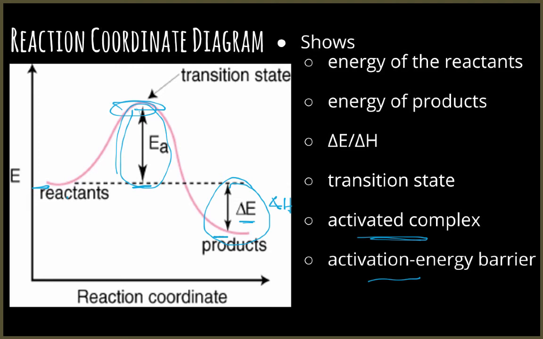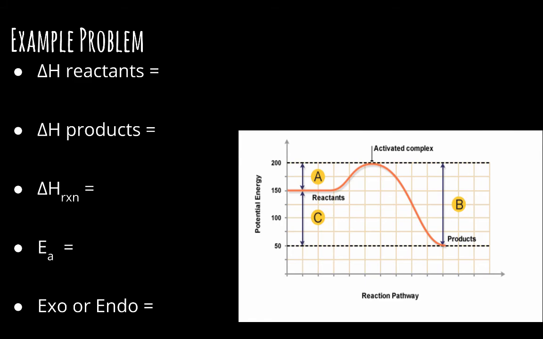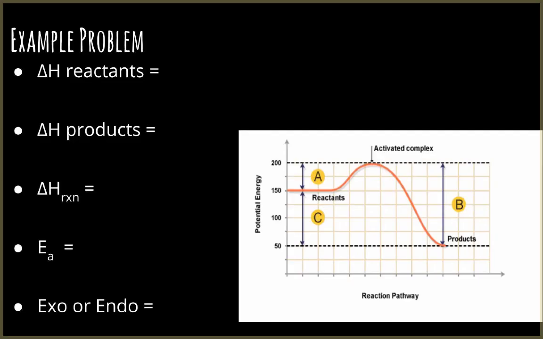So let's look at how this would be presented as an example problem here. So here's one, and notice this one actually has values on the y-axis, so that helps us be able to calculate some things here. The first thing would say, what is delta H for the reactants? So here's our reactants. This is where their energy is starting. So this tells us that the energy of our reactants is 150 kilojoules. This doesn't say kilojoules. We're going to assume this is kilojoules. That's how these energies are usually measured.